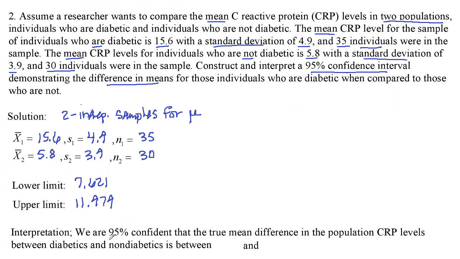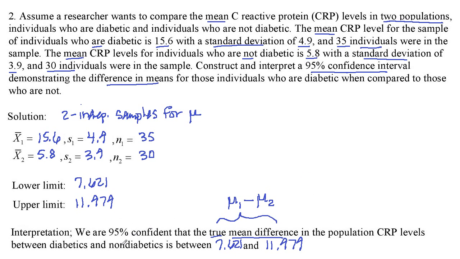So what that means is that we are 95% confident here that the true mean difference for the two populations, so the difference in the means of the two populations, so this is mean 1 minus mean 2. That's the difference in means. In the population, C-reactive protein levels between diabetics and non-diabetics is between 7.621 and 11.979.